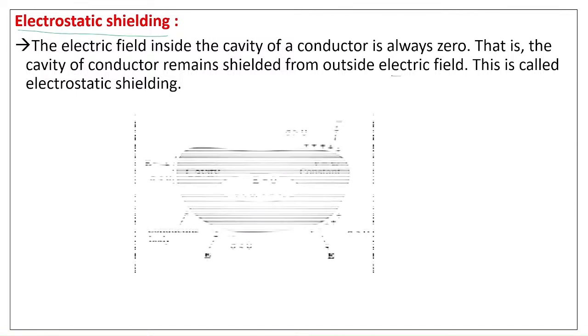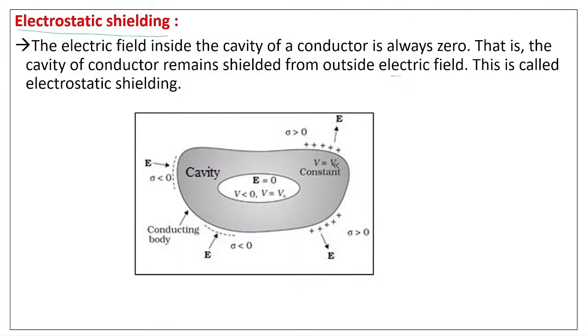This is called electrostatic shielding. Here, the electric field inside the cavity of a conductor is always zero. To protect sensitive instruments from external fields, they are enclosed in hollow conductors. Such hollow conductors are called Faraday cages. They need not be earthed.